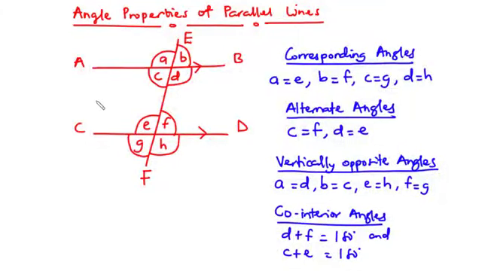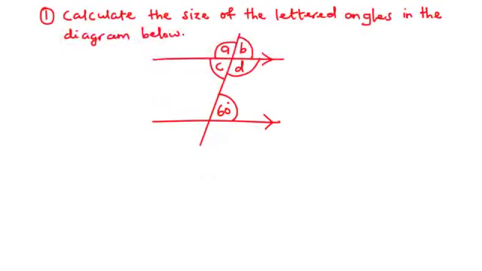Now let's solve a couple of examples on this. Example 1: calculate the size of the lettered angles in the diagram below. Here we have a diagram which contains a pair of parallel lines, and an intersecting transversal also cutting through the pair of parallel lines. Our interest is to find the lettered angles A, B, C, and D.